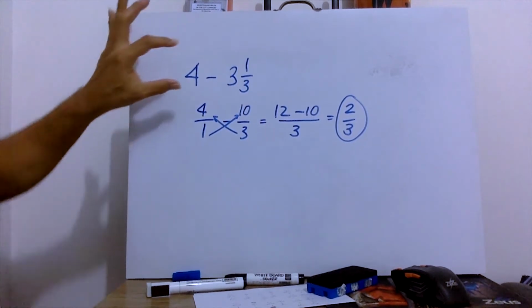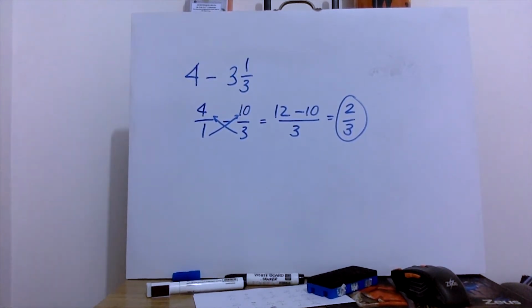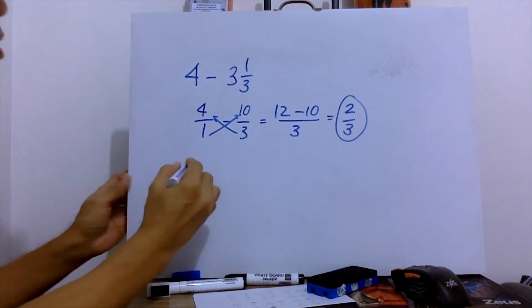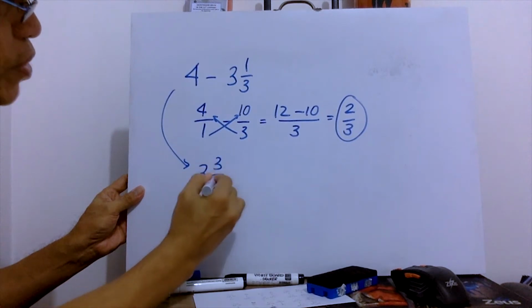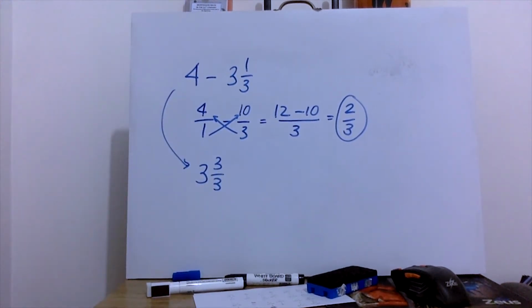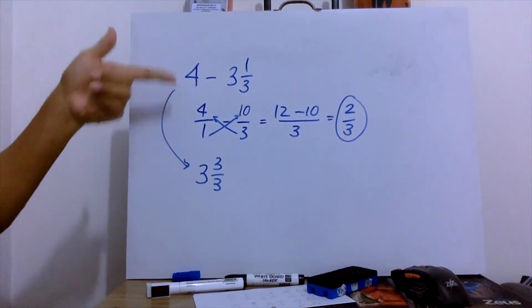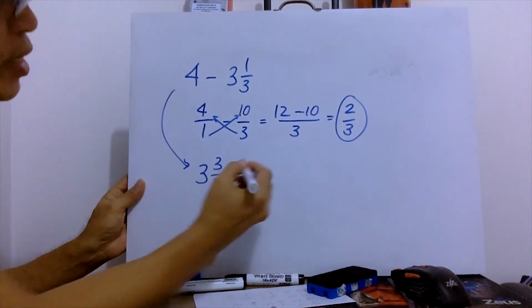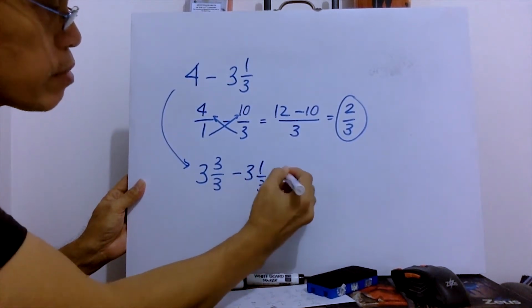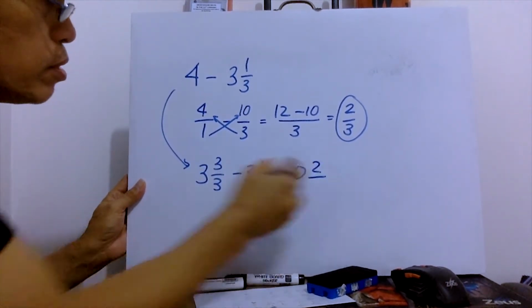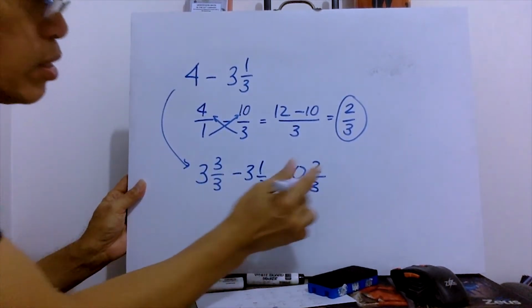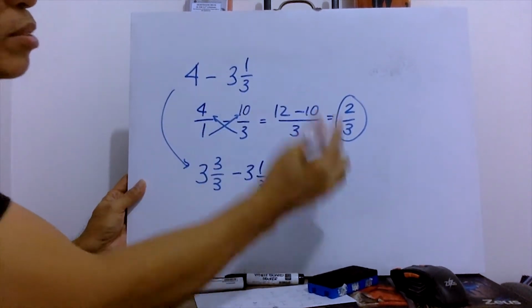Another way to do this is to make this a mixed fraction also. How do you do that? Now, 4 can be represented as 3 and 3/3, right? Because 3 over 3 is 1, 1 plus 3 is 4. That's another way of representing 4. And then since they have the same denominator, it's so easy to subtract it. 3 minus 3, 0. 3 minus 1, 2. Copy the denominator, 3. You don't need to write this anymore. Look at that.